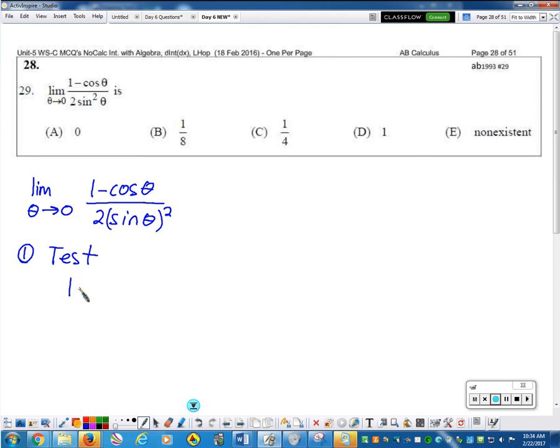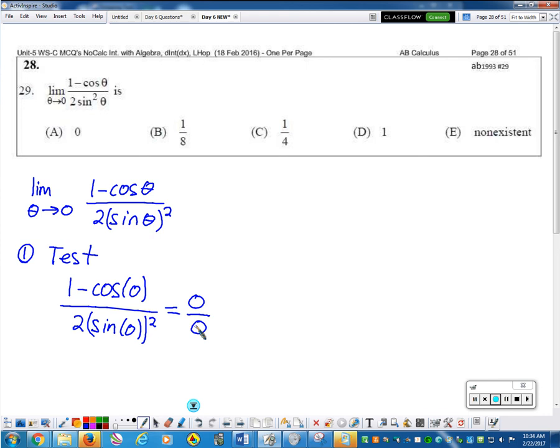Plug in the limiting value. Okay, we discussed this a minute ago. The cosine of 0 is equal to, say it, 1. And then we plug it on the bottom. The sine of 0 is equal to 0. So what's the numerator equal to? 0. What's the denominator equal to? 0. So did the test pass or fail? Pass. So we try L'Hopital's rule now.